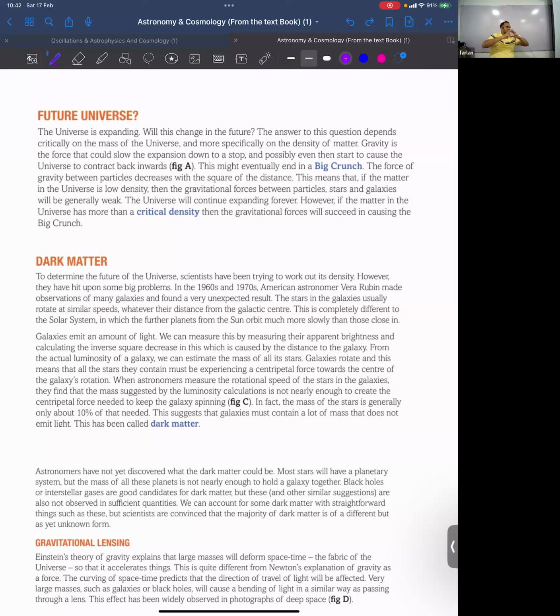The bigger the universe becomes, the less dense it becomes, because the volume is increasing. So it depends on the critical density. What is the mean density of the universe? Unfortunately, we still don't know the mean density of the universe. Why? Because we don't know the actual mass of the universe.